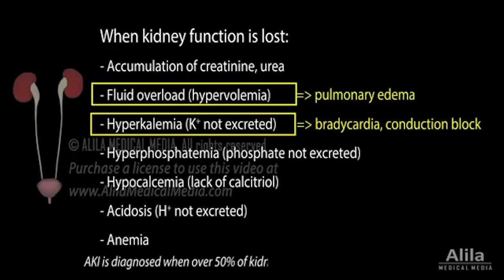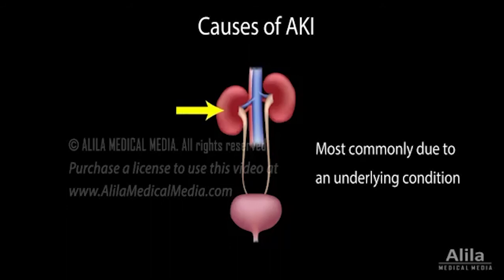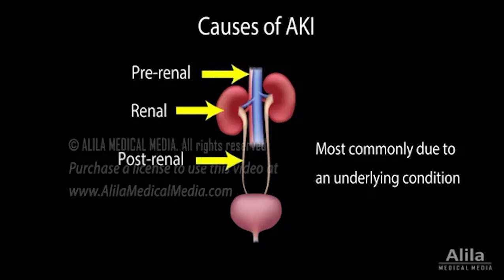Usually, both kidneys must fail for AKI to be diagnosed. While AKI can be caused by a rapidly progressing intrinsic kidney disease, it is most commonly a consequence of an underlying condition outside the kidney. Causes are classified as pre-renal, renal, and post-renal, with pre-renal being most common.